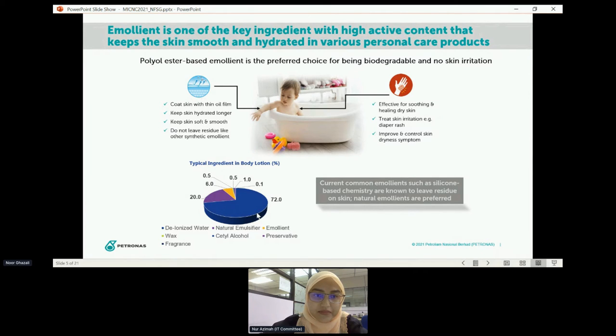Based on the current market, the common emollient used is silicon-based, which is known to leave residue on skin. That's why for this study, we chose a natural-based emollient.